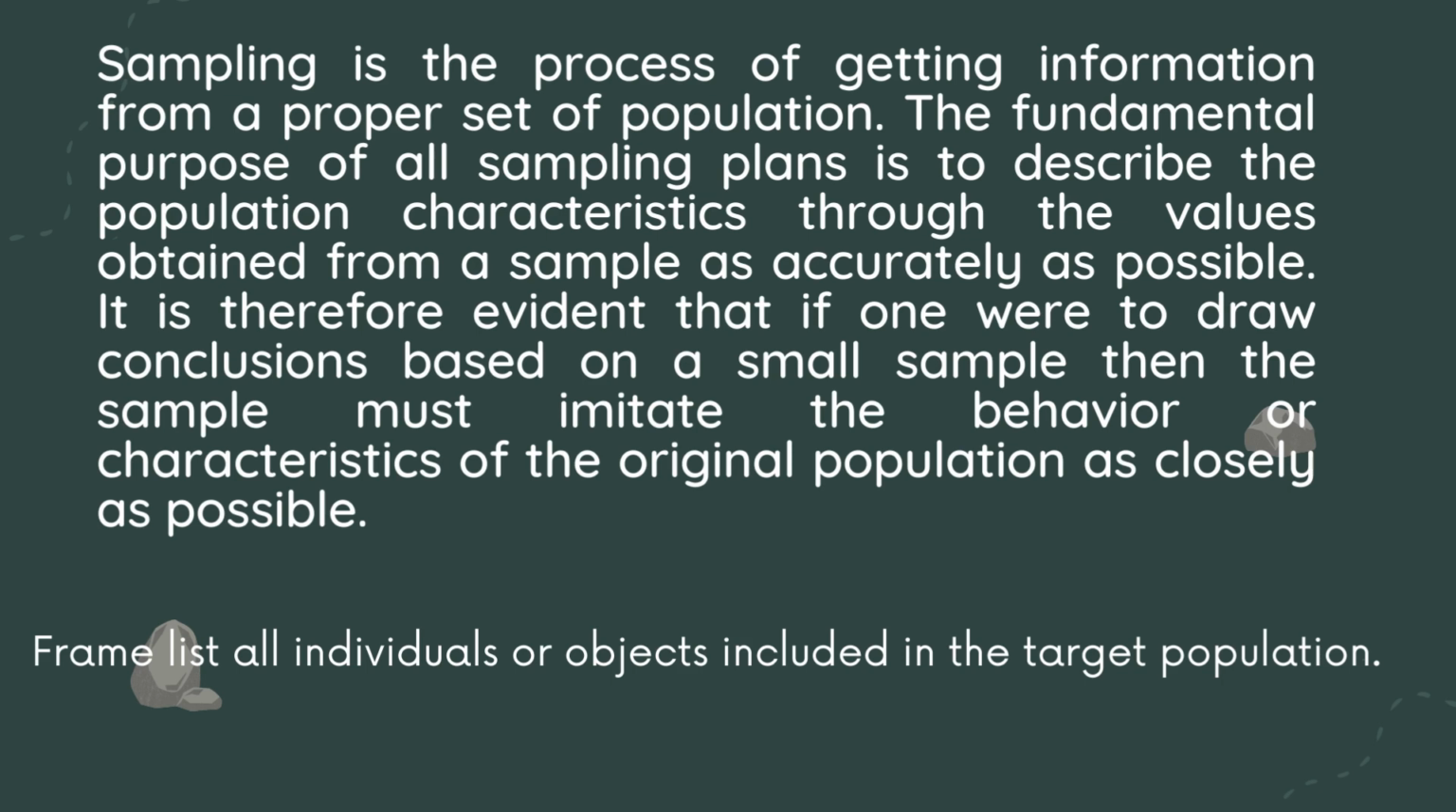Next is the sampling. So when we say sampling, it is the process of getting information from a proper set of population. So the fundamental purpose of all sampling plans is to describe the population characteristics through the values obtained from a sample as accurately as possible. It is therefore evident that if one were to draw conclusions based on a small sample, then the sample must imitate the behavior or characteristics of the original population as closely as possible. Meaning to say, class, sampling is the list of all individuals or objects included in the target population.